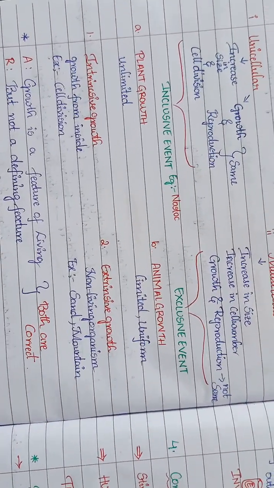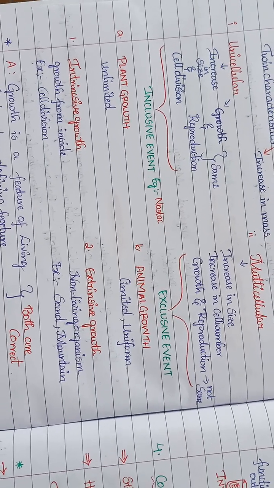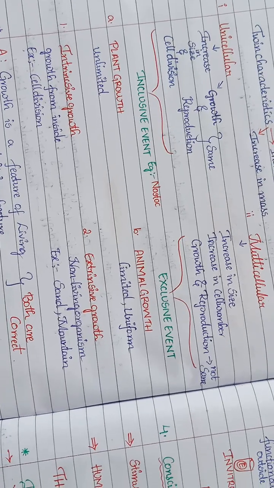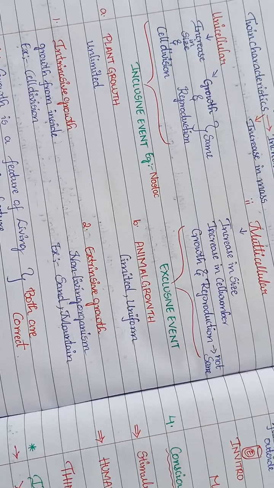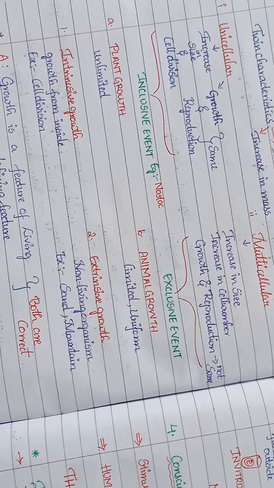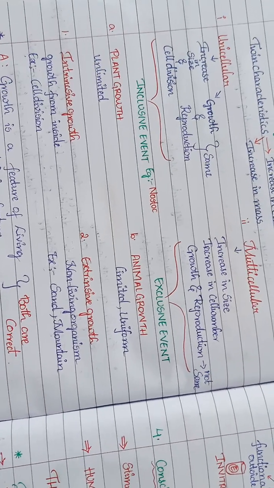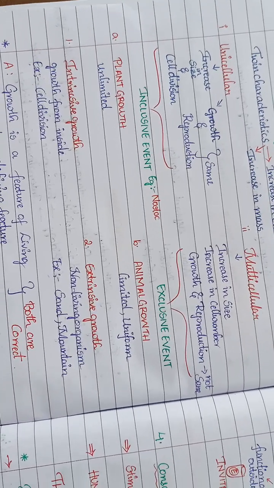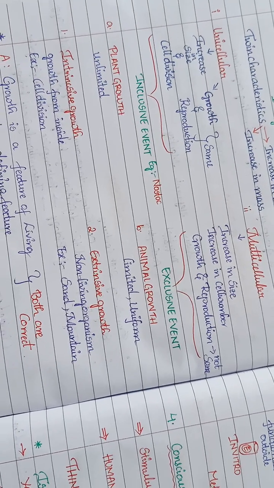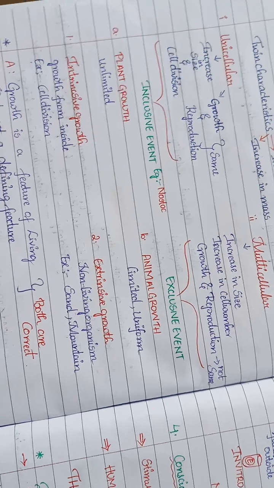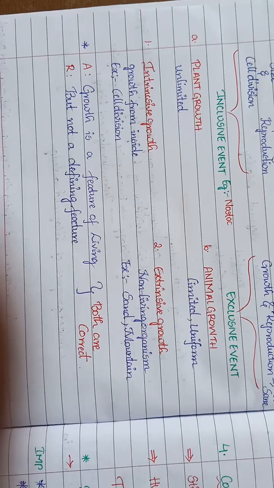What about plant growth and animal growth? Plant growth is unlimited because it has meristems. It can give rise to several branches and sub-branches. In animals the growth is limited because, for example, only up to a permitted age will we have growth of our height, weight, everything. This is the best example.